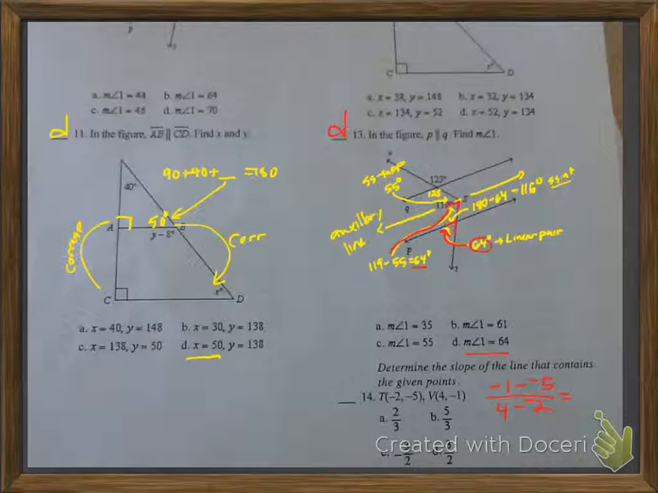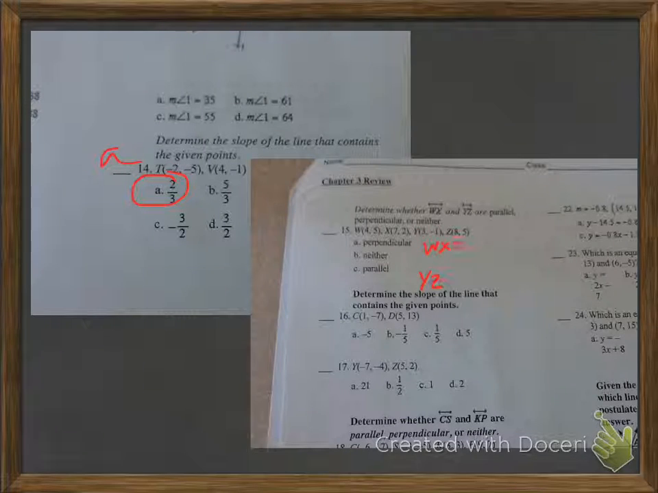Number 14 is a slope problem. So I took the -1 minus -5 and then did 4 minus a -2 to get the slope of 4/6, which is 2/3 if you simplify. Getting to the end here, more slope. There's 14 again, so you can see that.